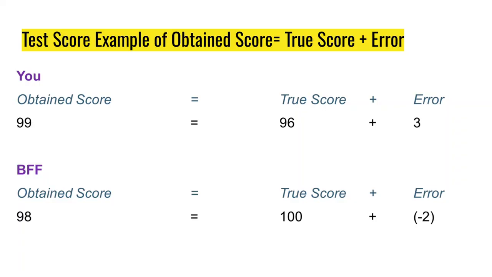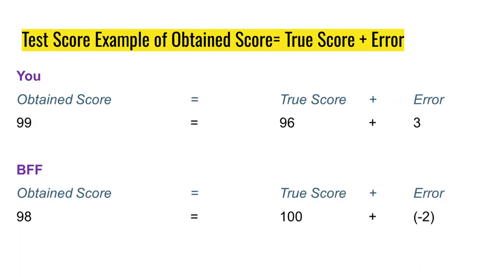So let's pretend that if we had that magic machine to find out how much you knew and you actually knew 96% worth of the information, but you got lucky and guessed right on three of the questions. Now, however, let's pretend that your best friend forever actually had a true score of 100.